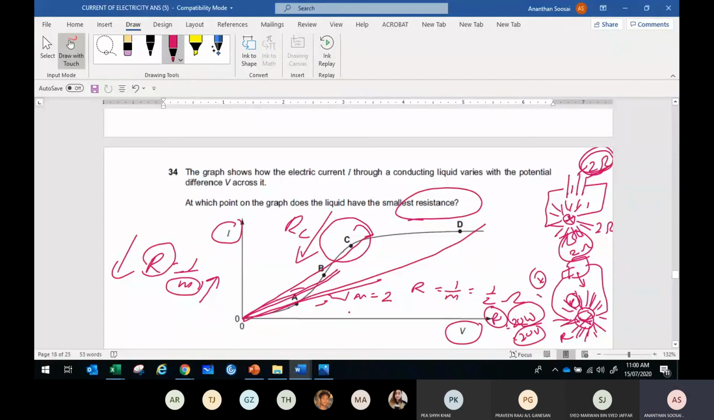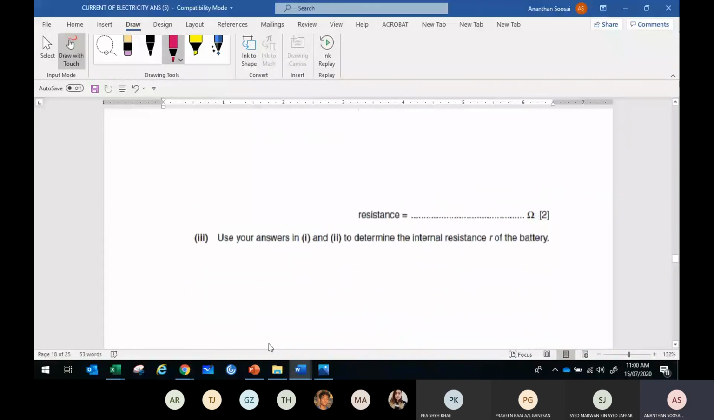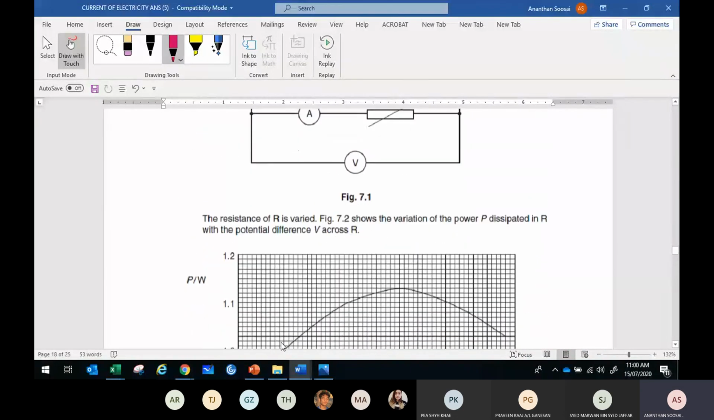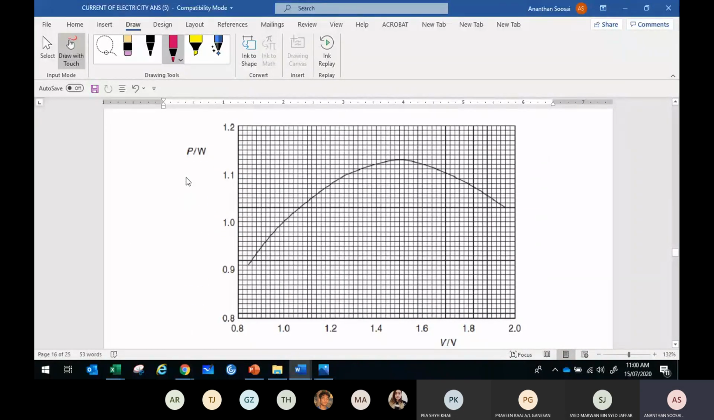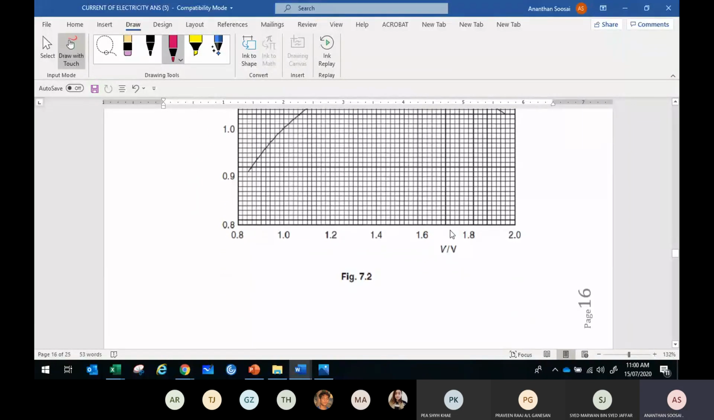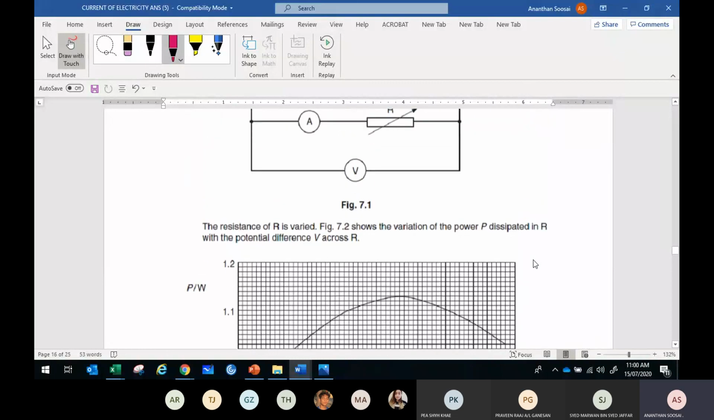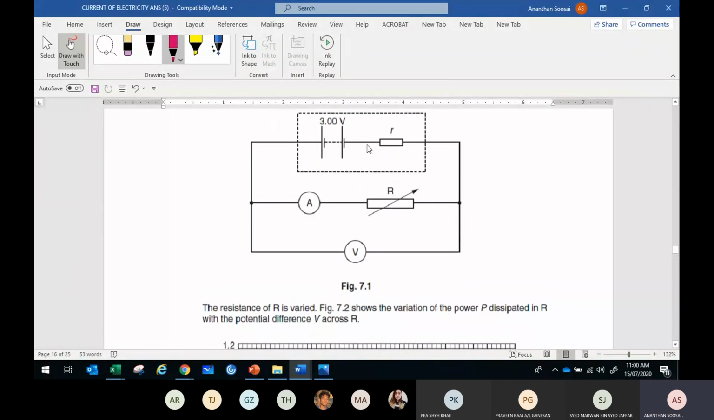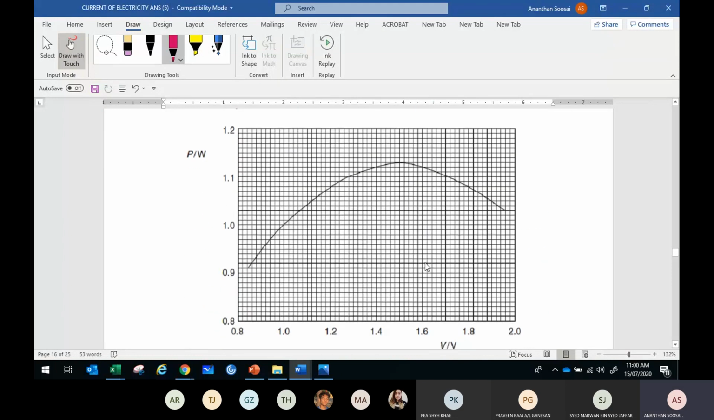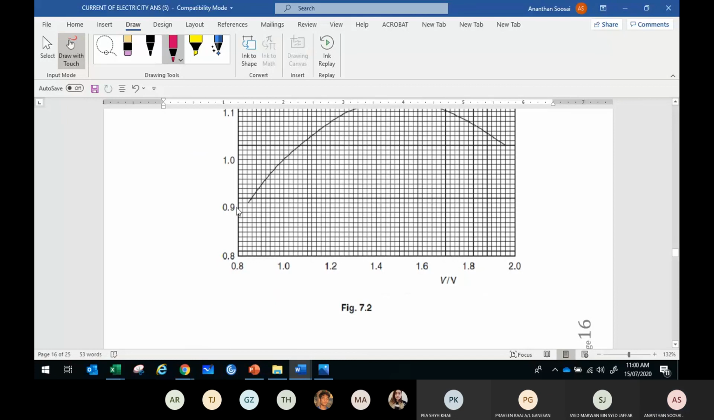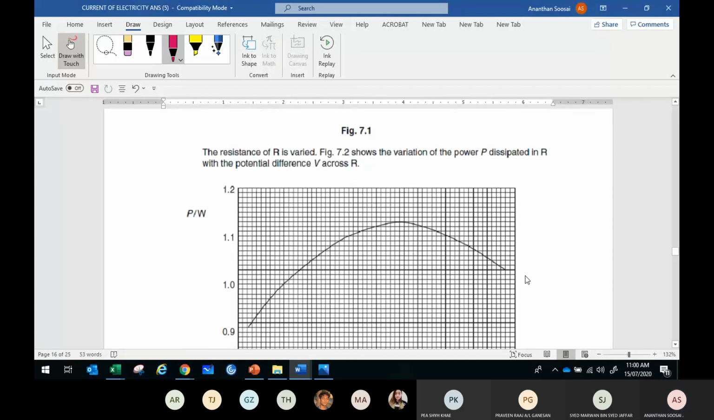So in the exam, they will ask you, for example, you see the graph here. Earlier there was one graph. This is the graph. See this graph? This is power versus voltage, the voltage across this resistance. Or this is a different graph. Ours is P versus R.